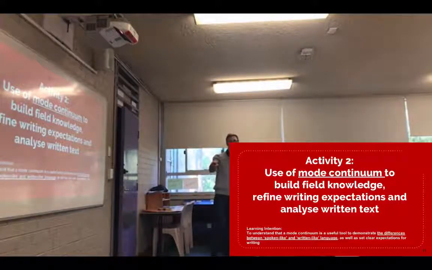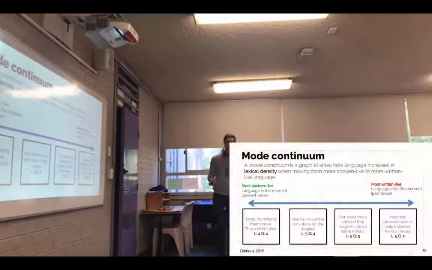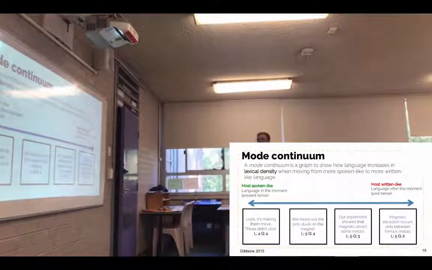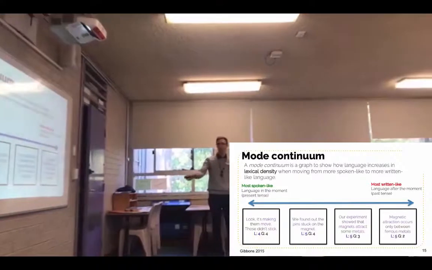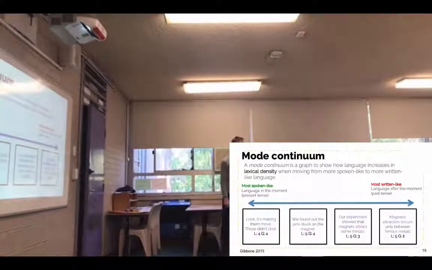So this is kind of like your draft, and then we're moving towards making it more written-like, and you're scaffolding that process by moving it along what's called a mode continuum, okay? So the learning intention is to understand that a mode continuum is a useful tool to demonstrate the differences between spoken-like and written-like language, as well as set clear expectations for writing. Okay, so here's what a mode continuum looks like. This is from a science experiment. Just have a look at the progression from most spoken-like to more written-like, and see what you notice.